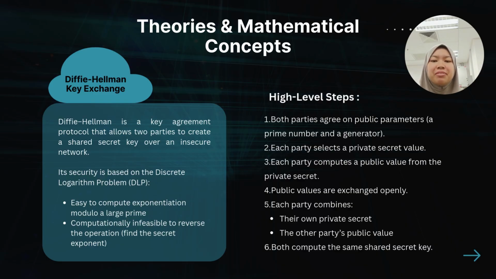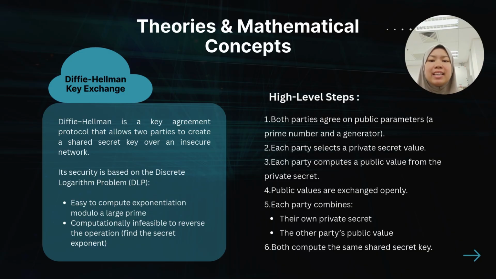The main purpose of Diffie-Hellman is to allow two parties to establish a shared secret key over an insecure communication channel. This is possible because Diffie-Hellman relies on the discrete logarithm problem, which is computationally hard to solve. In simple terms, it is easy to perform mathematical operations to generate a public value, but it is extremely difficult to reverse those operations to find the private key. Because of this, even if an attacker intercepts the communication, they cannot derive the shared secret.